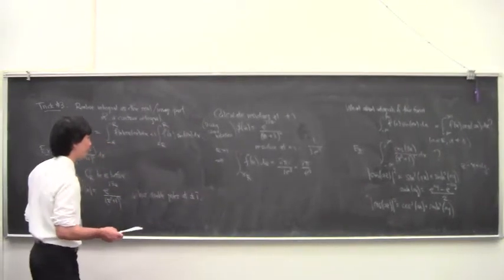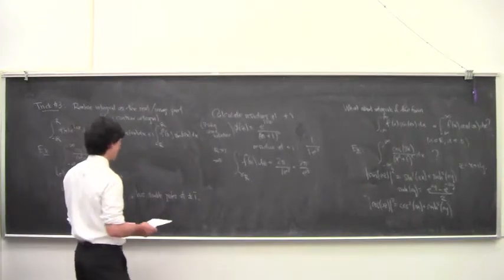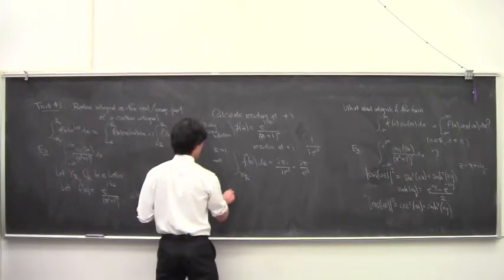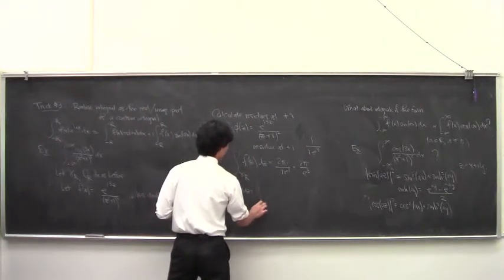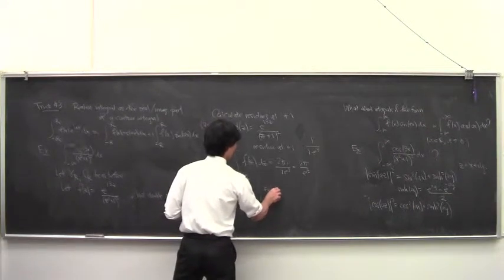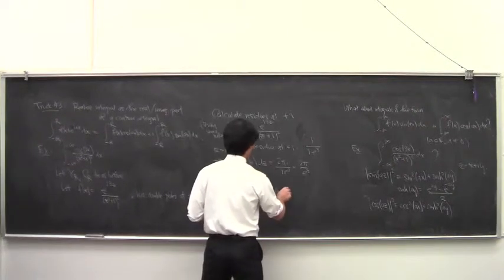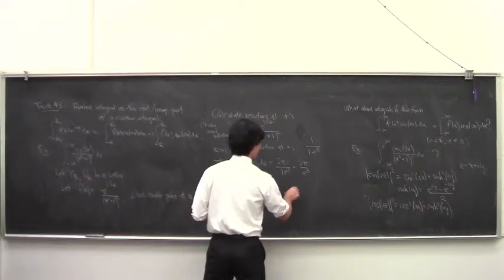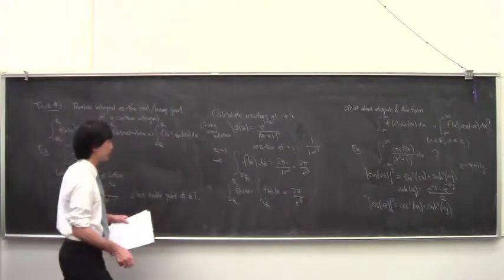So what we have at this point is the integral from here to here of f plus the integral over the upper part of the half circle equals this thing, 2 pi over e cubed, for r.